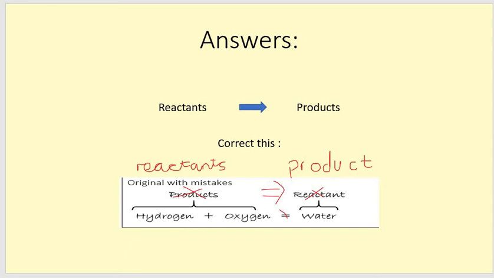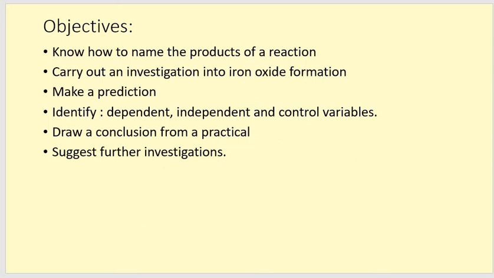Right, our objectives today look like loads, but that's because they fit in mainly with our practical. So we are going to know how to name the products of a reaction. Remember, the products are the things that are made in a reaction. We're going to carry out an investigation into iron oxide formation. Investigation, long word for practical.